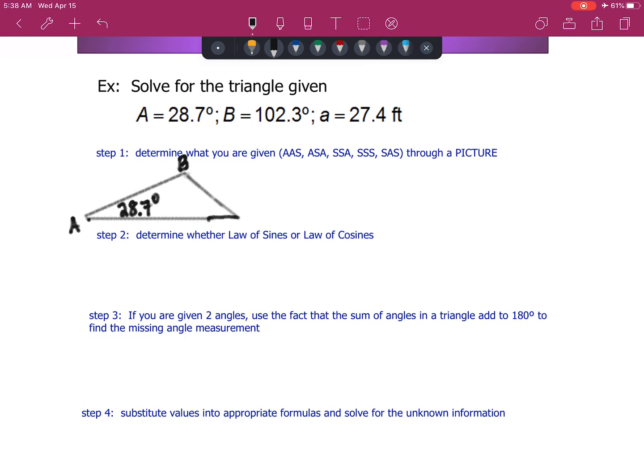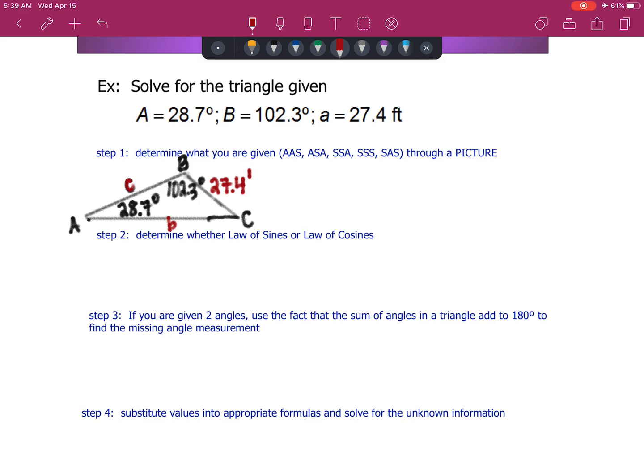And angle B is 102.3 degrees. And then side A, which is across from angle A, is 27.4 feet. So I'll name my angles in black, and I'm going to name my side lengths in red. So the missing angle is C. I'm missing side length C, and I'm missing side length B.